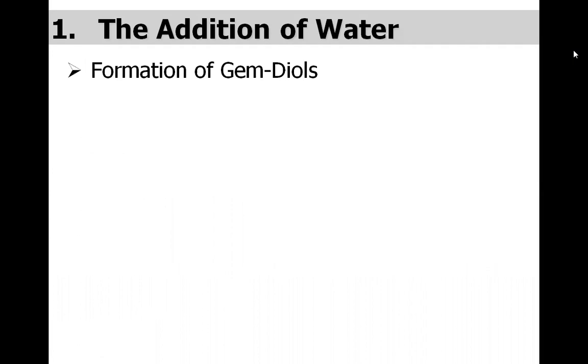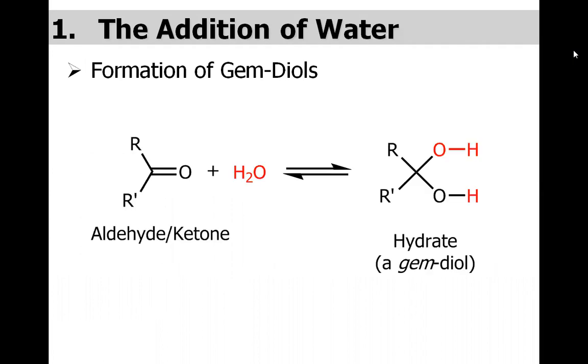Basically, when water molecule is added to the aldehyde or ketone, gem diol is formed. What is gem diol? Gem diol means geminal diol. When two hydroxy groups are attached to the same carbon, the molecule is called geminal diol or simply hydrate. So when aldehyde or ketone is reacted with water molecule, we have the formation of gem diol.